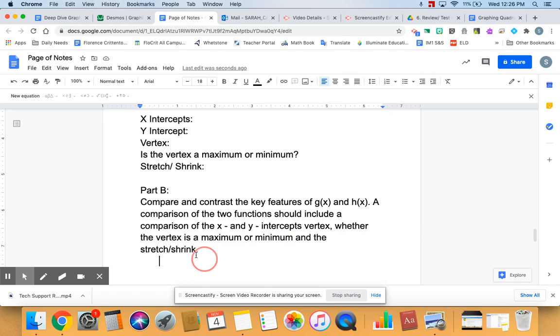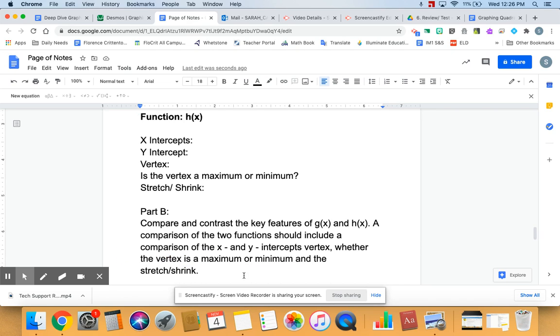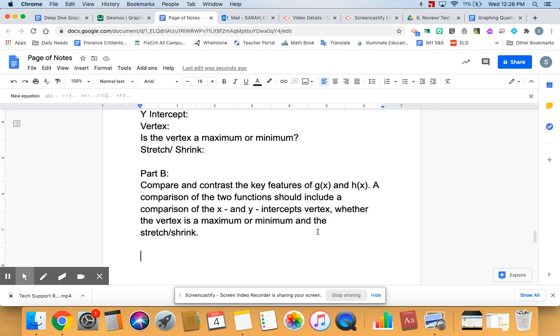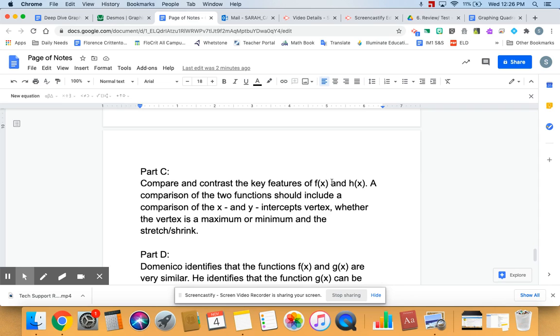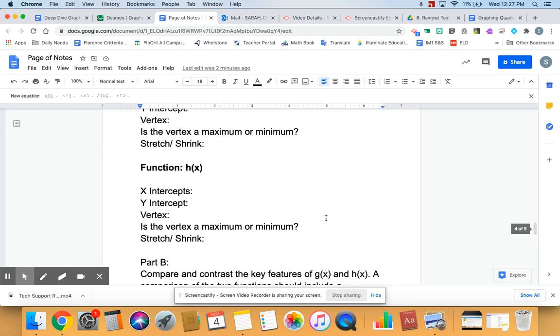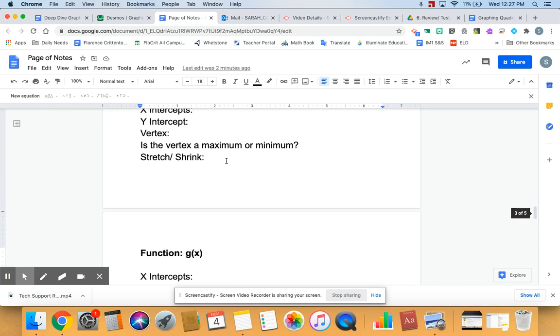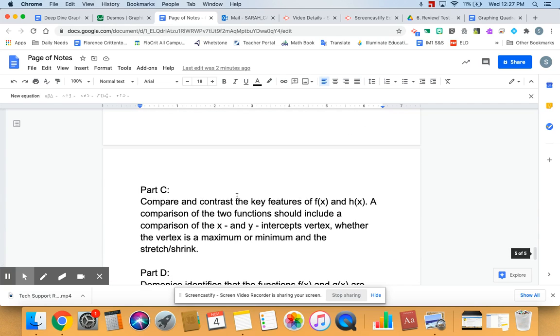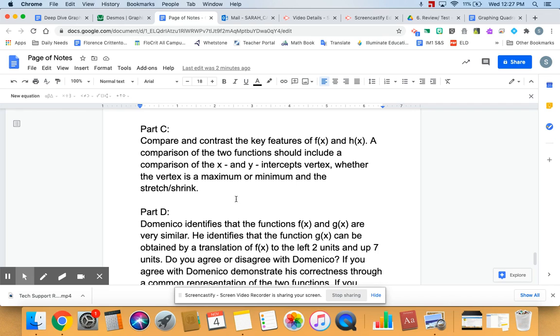And then finally, the stretch/shrink. Is it stretching it? Is it shrinking it? Are they the same? Are they different? So that's about G and H that they want you to compare. Then for part C, they want you to do the same thing, but for F and H. So for the last one and the first one. So you're not comparing all 3 to each other. They're telling you which 2 to compare in each part.